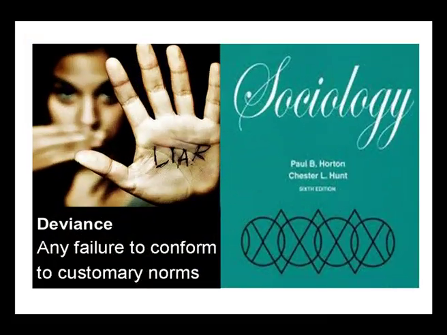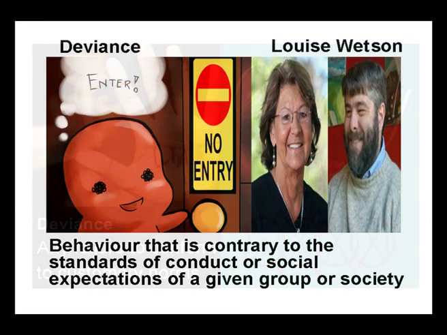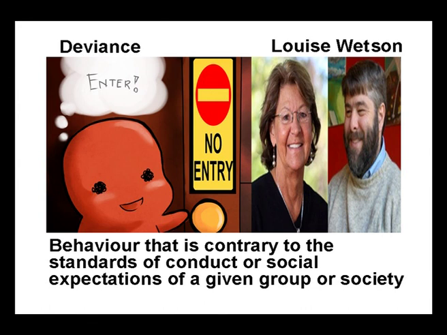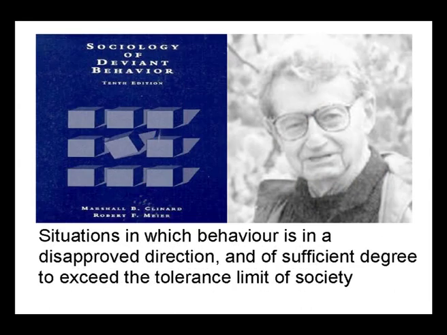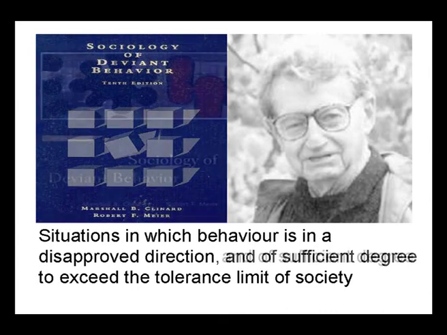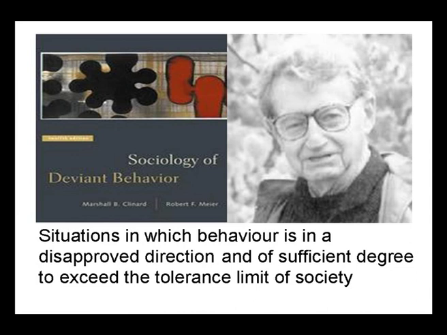Now, students, I will give you some definitions of deviance. According to Horton and Hunt, the term deviance is given to any failure to conform to customary norms. For Louis Wetson, deviance can be defined as behavior that is contrary to the standards of conduct or social expectations of a given group or society. Klinard refers to deviancy as those situations in which behavior is in a disapproved direction and of sufficient degree to exceed the tolerance limit of society.